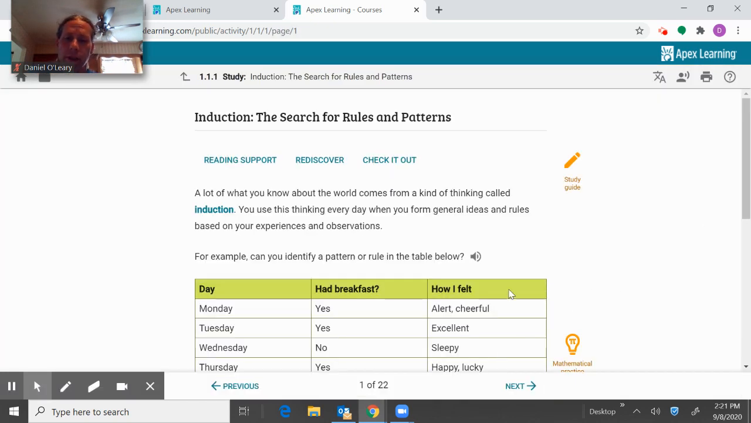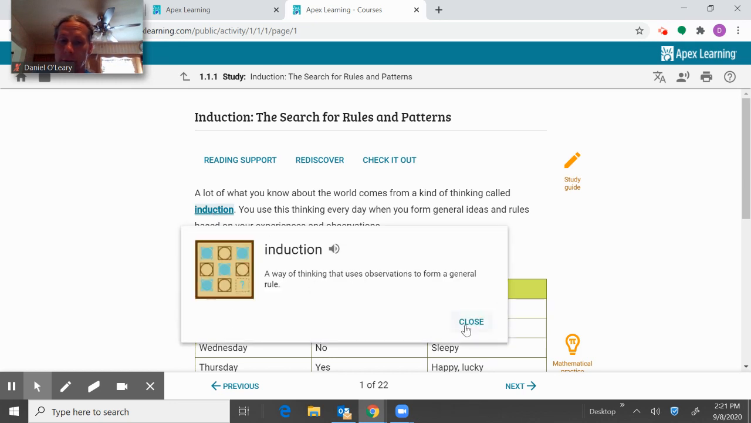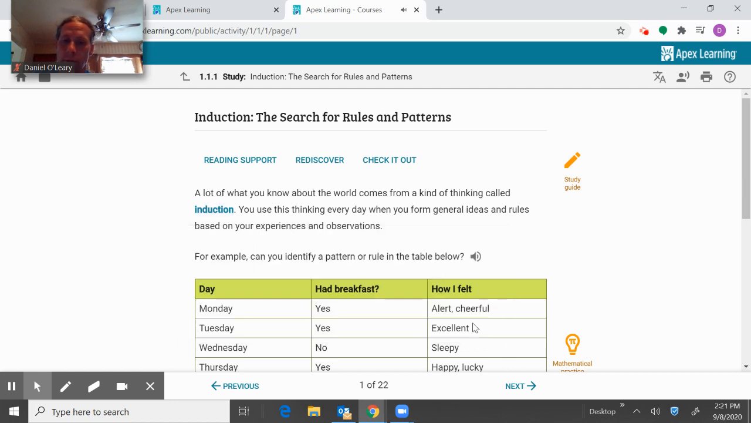Some of the important things here: if we click here, it will open up a tab and bring up a study guide for you. Also, these words in light blue give you definitions. If you click them, it gives you a definition, and it'll read the definition to you if you click the speaker. Induction: a way of thinking that uses observations to form a general rule.